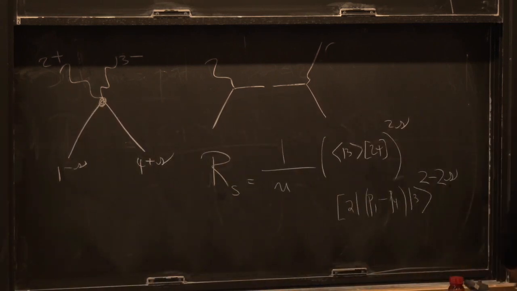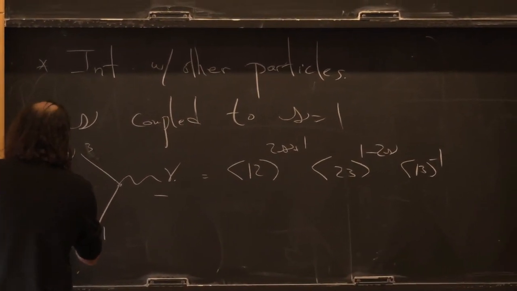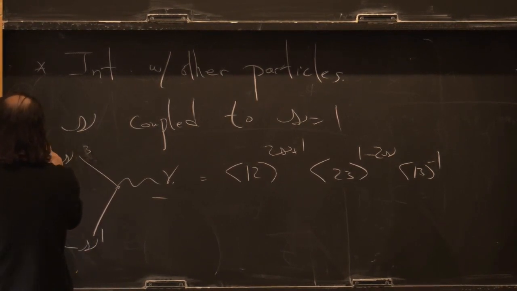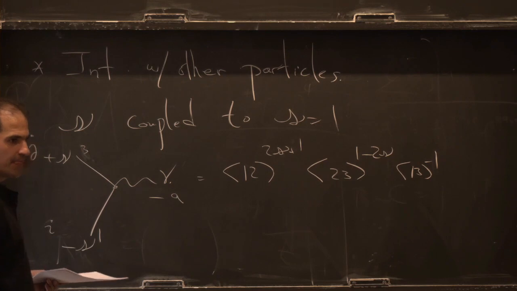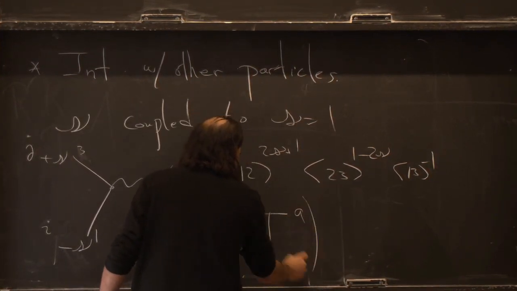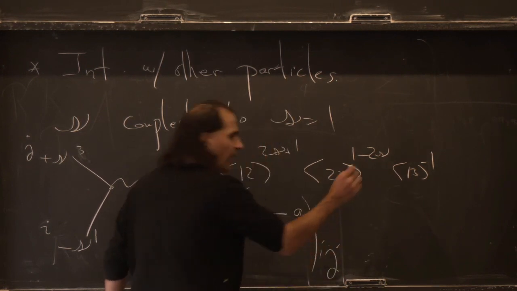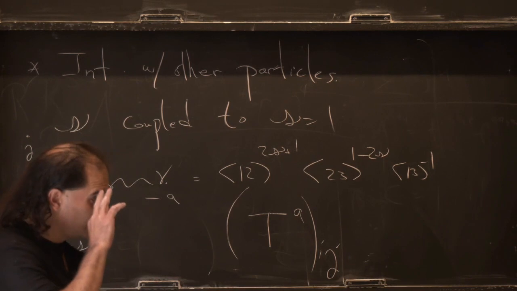Okay? So now, on top of everything, in this three-particle amplitude, let's say I have an index i and j and a here for these guys. So on top of everything, there's going to be a factor which I'll just call t^a_ij. No idea they're generators or anything. I'm just giving them a name, t^a_ij.